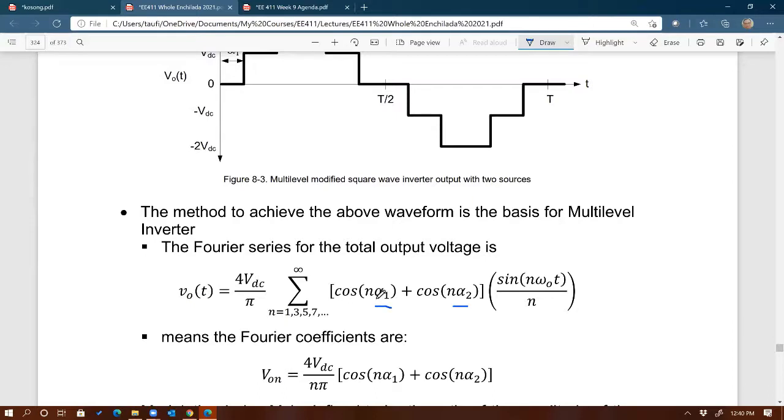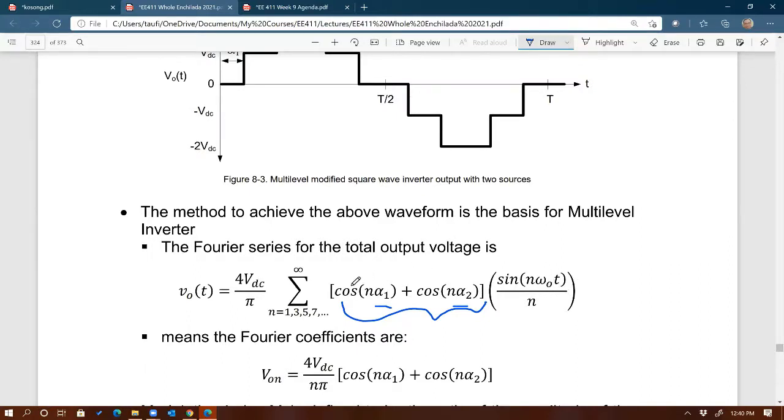And as expected, the Fourier series consists of alpha 1 and alpha 2. This is calculated for n, the Fourier component, equal to 1, 3, 5, 7, as I said earlier. Since we have a square wave, the even harmonics are gone, only the odd harmonics, so 1, 3, 5, 7, all the way up to infinity if you like. And for every harmonic number n, you have to calculate this term right there: cosine of n alpha 1 plus cosine of n alpha 2, times sine of n omega t over n.